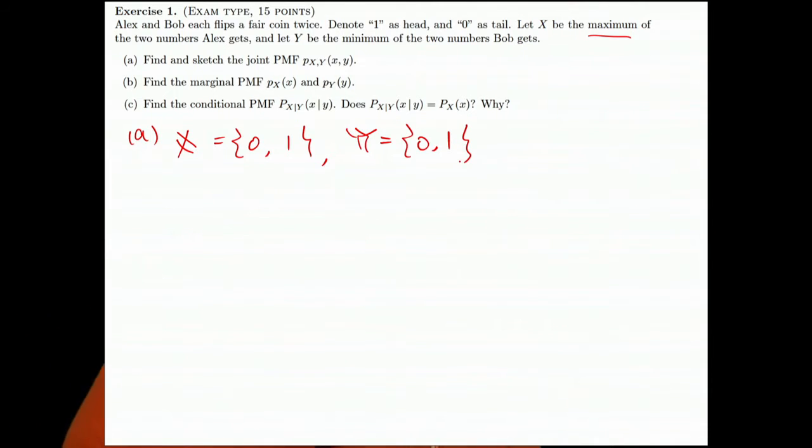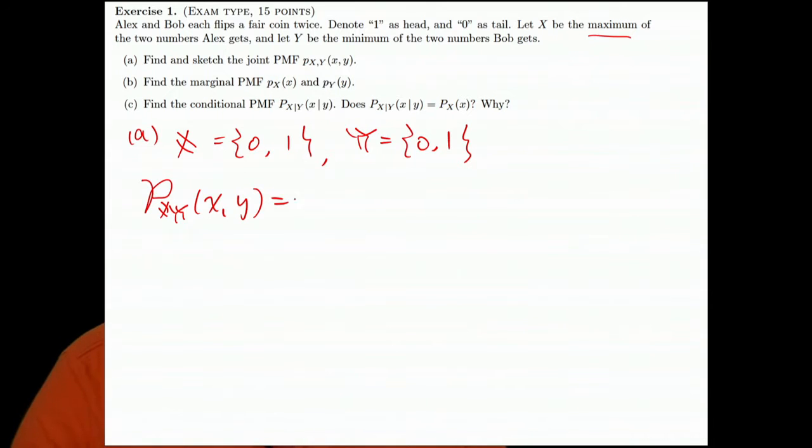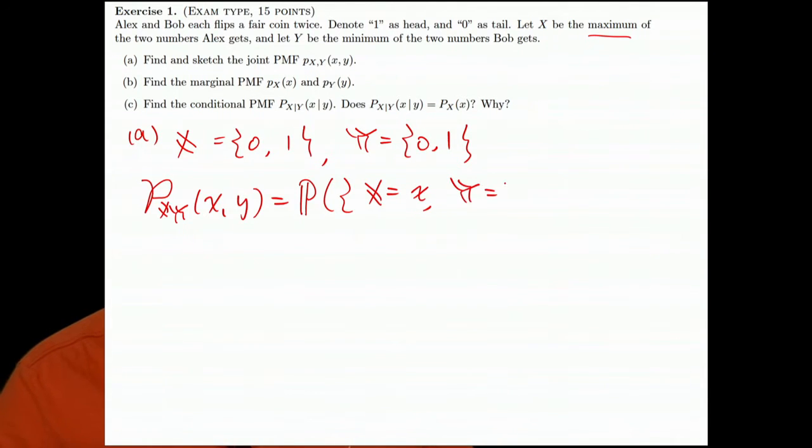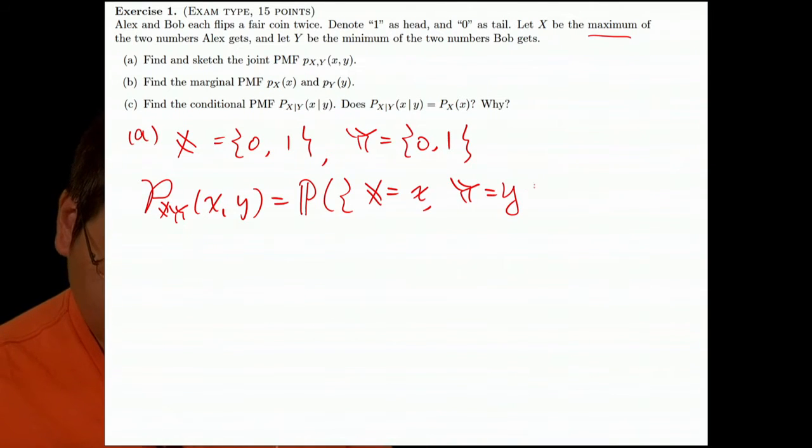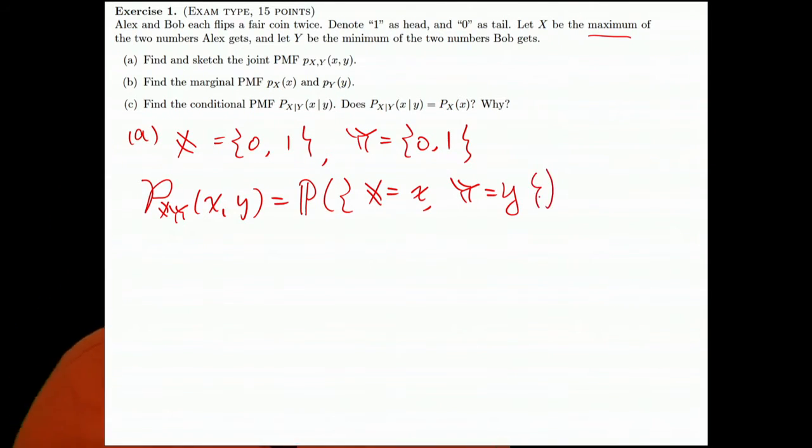First, you have to know the sample space for x and the sample space for y. Now, I want to find the PMF. So the notation for the PMF of x, y, because it's discrete, is the probability of x equals a certain point, 0 or 1, and y equals a certain point, y equal 0 or 1.